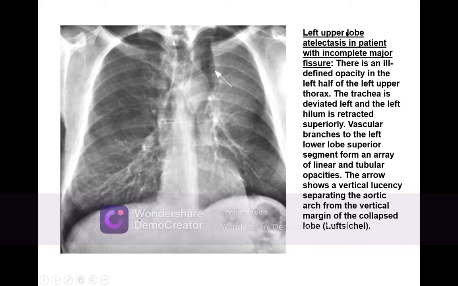And upper lobe, it is in the patient with the incomplete major fissure. The major fissure is incomplete here, and it is the displacement which is seen from here to here. So this part is gone actually. So the trachea should shift in this position.